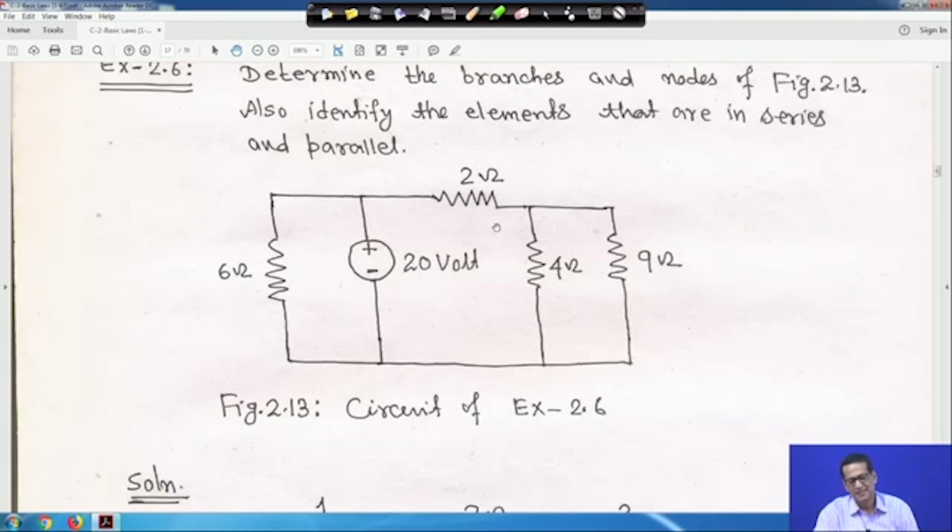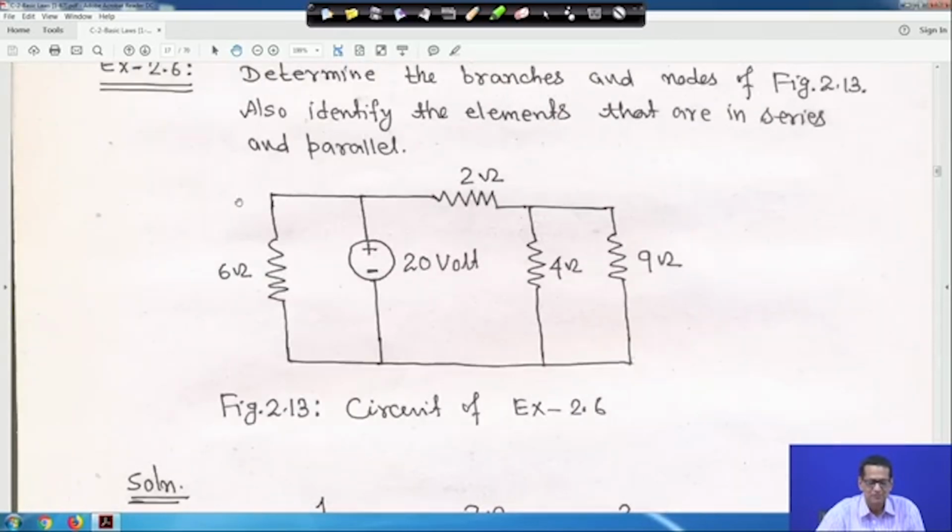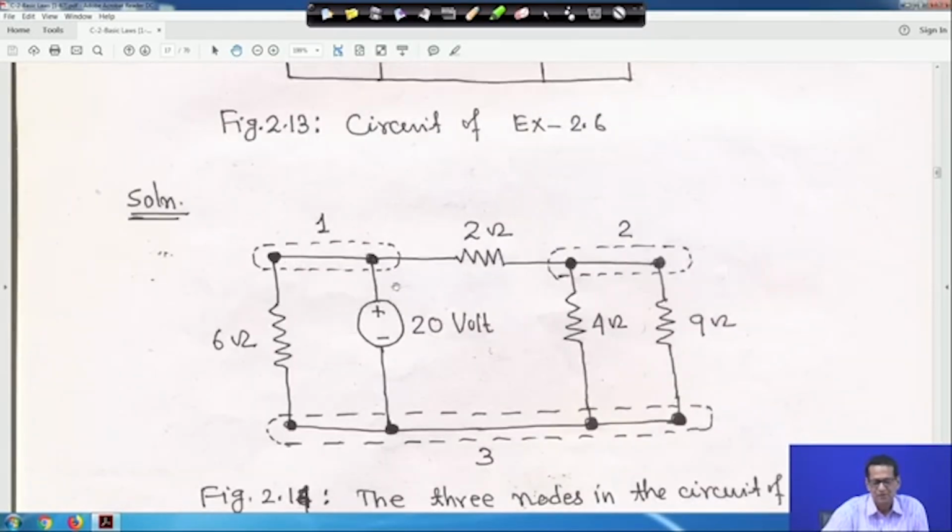So, this another problem we take, this is example 6. So, here also this is another circuit. So, determine the branches and nodes of this figure 13, right. Also identify the elements that are in series or in parallel. So, here also if you look, this point and this point, this is wire only. So, this can be clubbed together, here also it is wire only, this can be clubbed together, right. I mean here it is shown, look, this is wire only, it can be clubbed together. So, here and here these 2 points clubbed together.